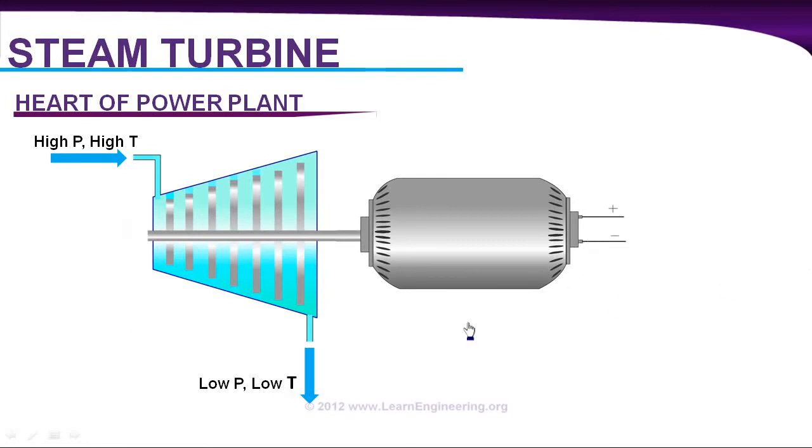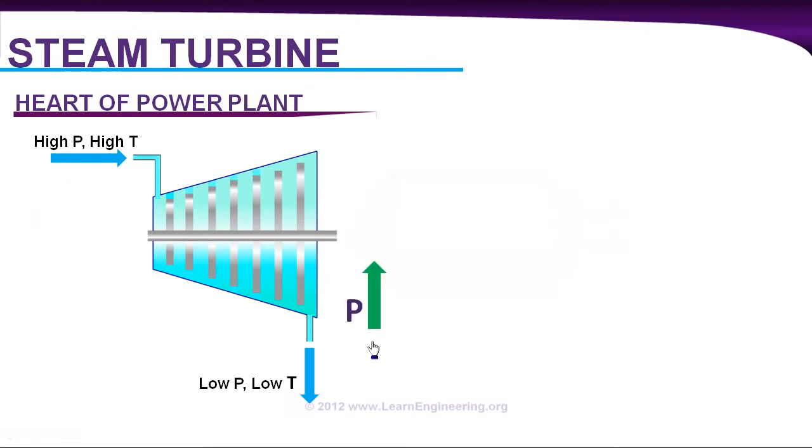So that exactly is our challenge in a steam power plant: how to convert this low pressure, low temperature steam back to its original state, that is, to high pressure, high temperature steam. Before finding how to do this, we will analyze this process more thermodynamically.